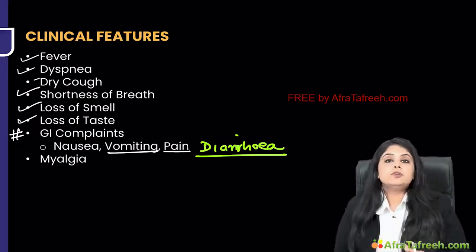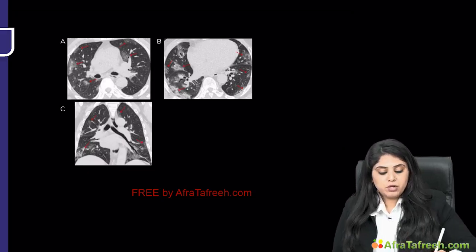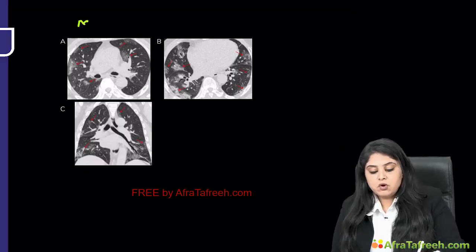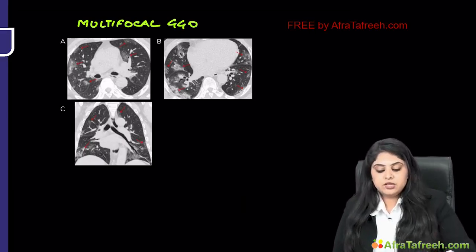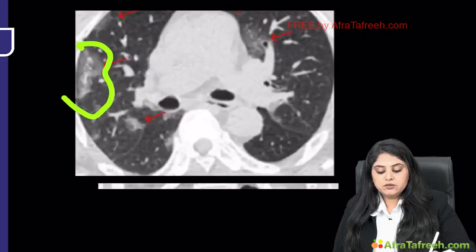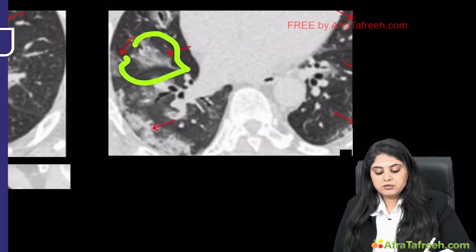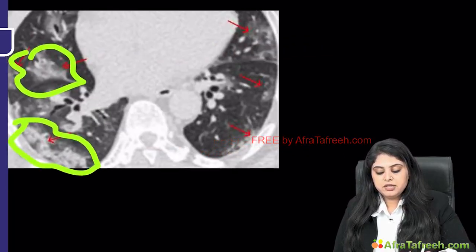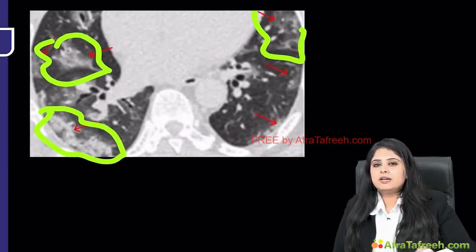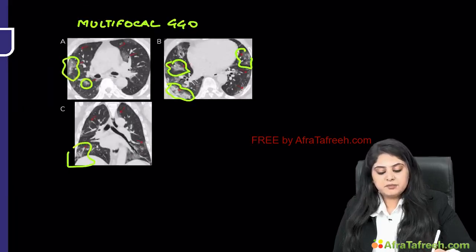Now I will show you a few radiology pictures. What do you think? Which is the most common radiological finding that you see? We see multifocal ground glass opacities, GGOs. You can see lots and lots of GGOs over here. Yes, we can see multiple ground glass opacities which are marked over here. And yes, beautifully shown. But can there be something else?